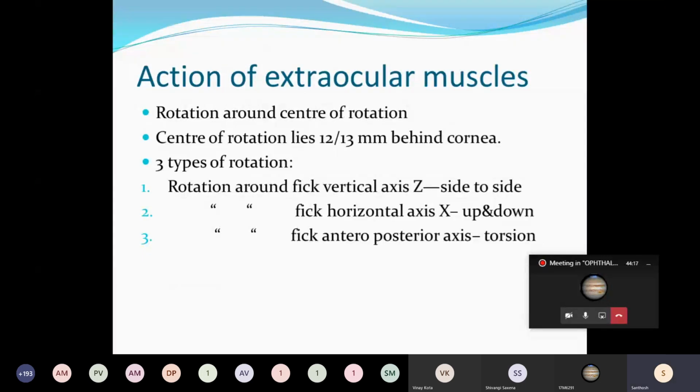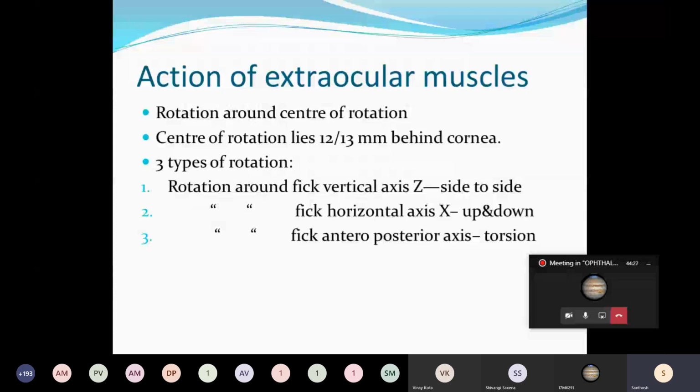Actions of the extraocular muscles are very important. There are various kinds of actions: primary, secondary, and tertiary actions, and you are supposed to remember all the actions of all these 6 extraocular muscles.